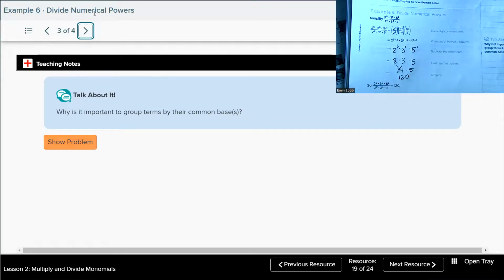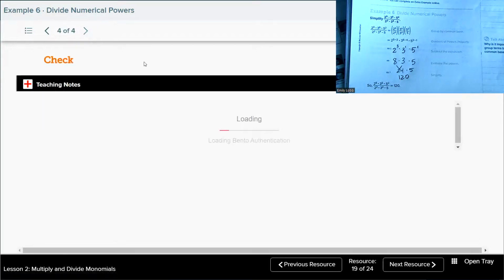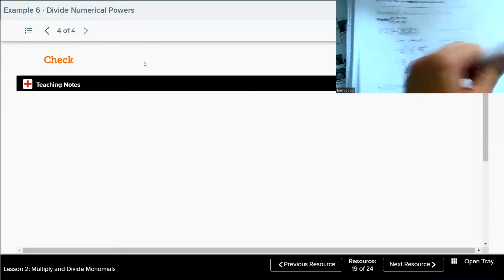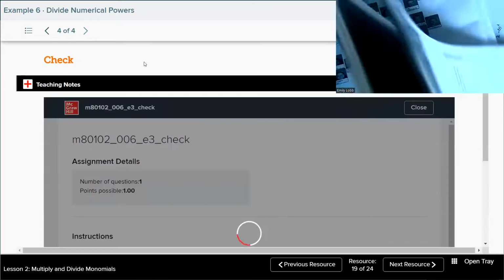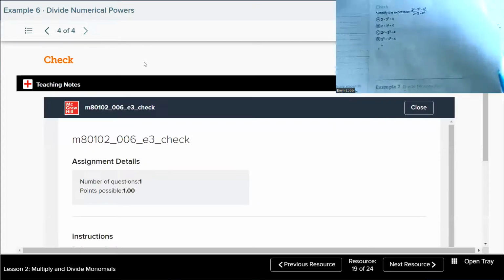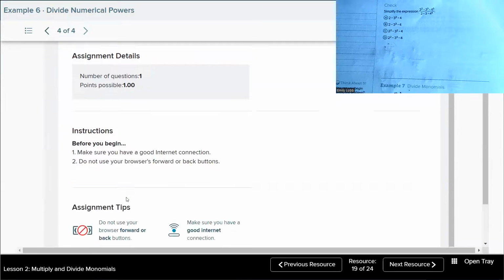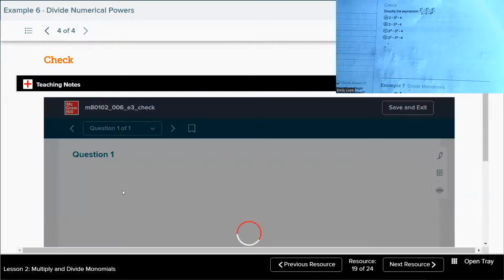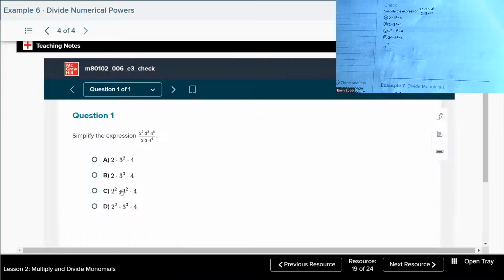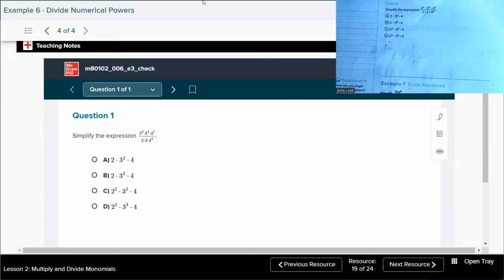All right, this should be our check. So on page 20 is our check for this example. Making sure you understand it. Take some time and do this right now. 2 squared times 3 cubed times 4 to the 5th, all over 2 times 3 times 4 to the 4th. So be sure you are completing this check right now. I'm going to give you just a minute to do so.